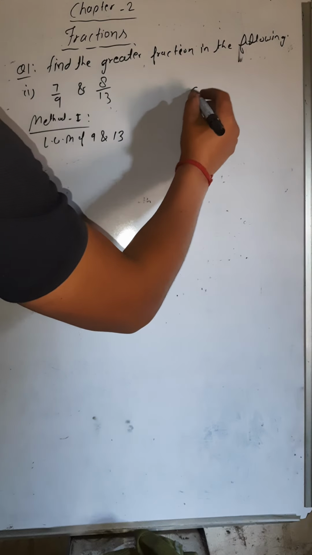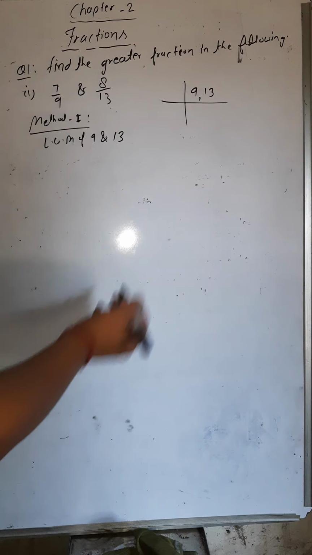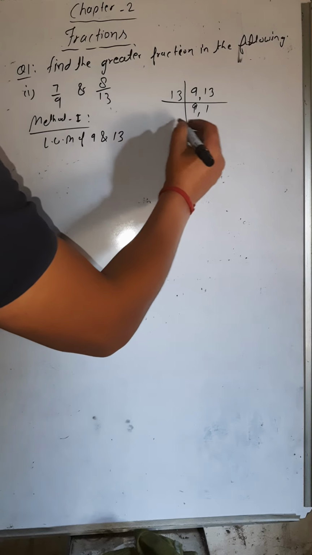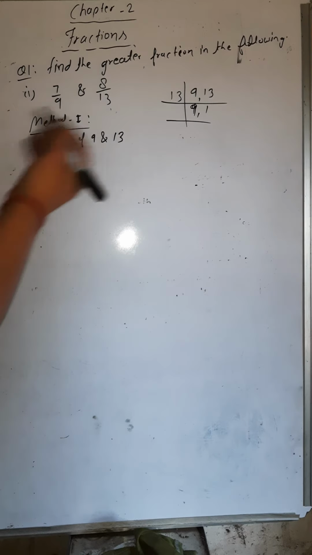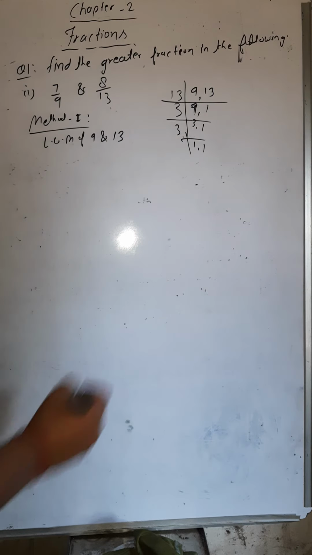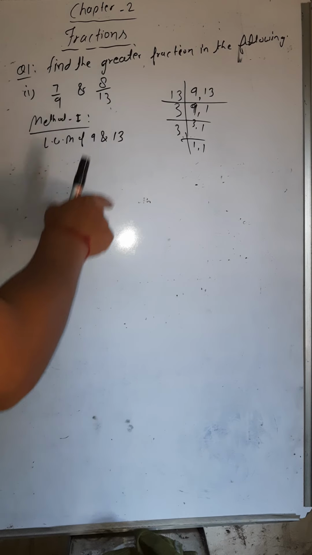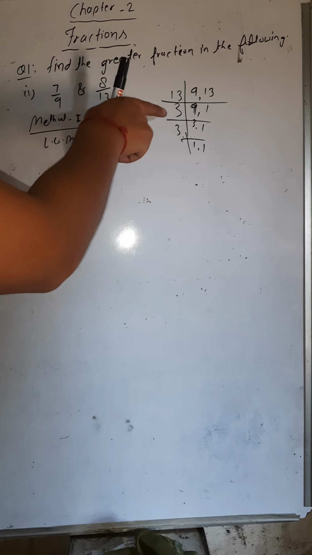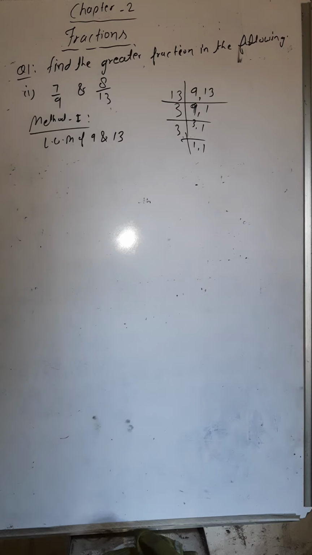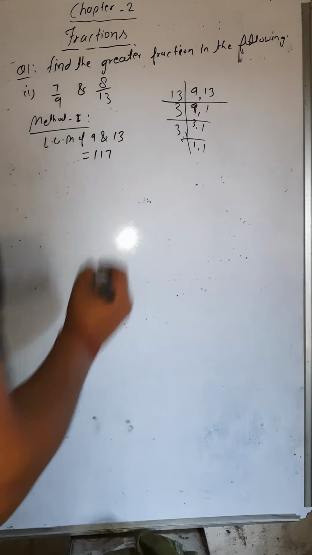You must be knowing how to find out the LCM. This is one method you have. 13 is not divisible by any number, it's a prime number, so 13 will be divisible by 13 only. So 9 as it is, 13 ones are 13. And 9 is divisible by 3, 3 threes are 9, 3 ones are 3. Then again 3 divided by 3 is 1, and the 1 will remain as 1. So LCM will be 13 multiplied by 3 multiplied by 3. 3 threes are 9, and 9 times 13 is 117. So the LCM of 9 and 13 will be 117.